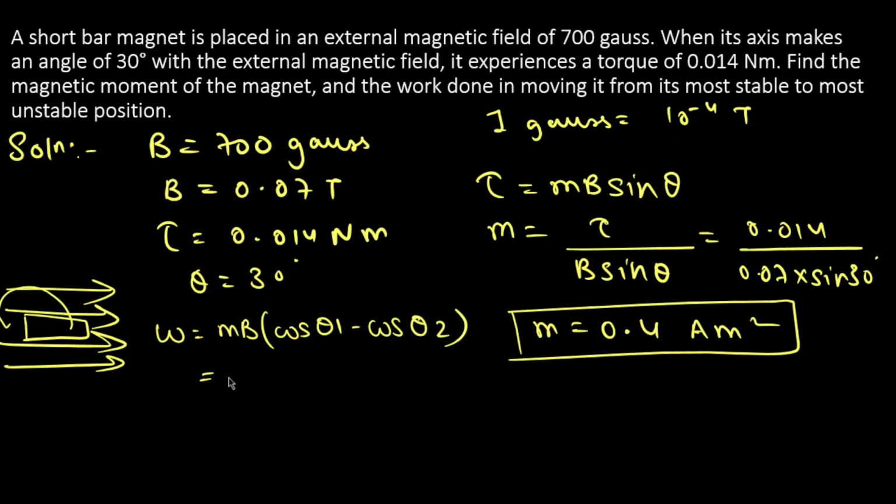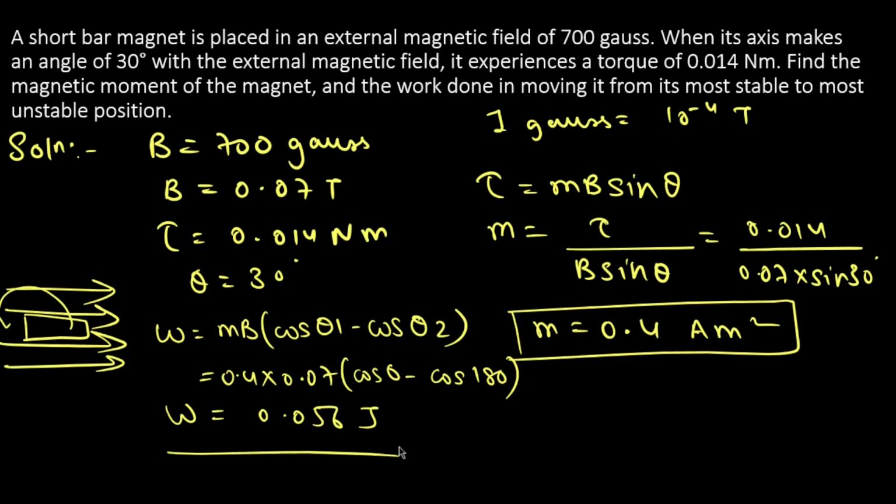So we know m is equal to 0.4, b is 0.07, into cos theta 1, that is where its potential energy is minimum, for 0 degrees. So cos 0 minus cos theta 2, that is its most unstable position at 180 degrees. So cos 180. Solving this, you will get W to be 0.056 joules. So this much amount of work is required to move the bar magnet in an external magnetic field from most stable to most unstable position.